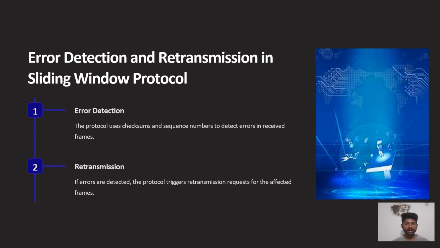So now, the error detection and retransmission in sliding window protocol. As we learned in the previous slide, it occurs in the negative acknowledgement. So let's see what is error detection. Error detection is a protocol which uses checksums and sequence numbers to detect errors in received frames. Retransmission: if errors are detected, the protocol triggers retransmission and requests for the affected frames.